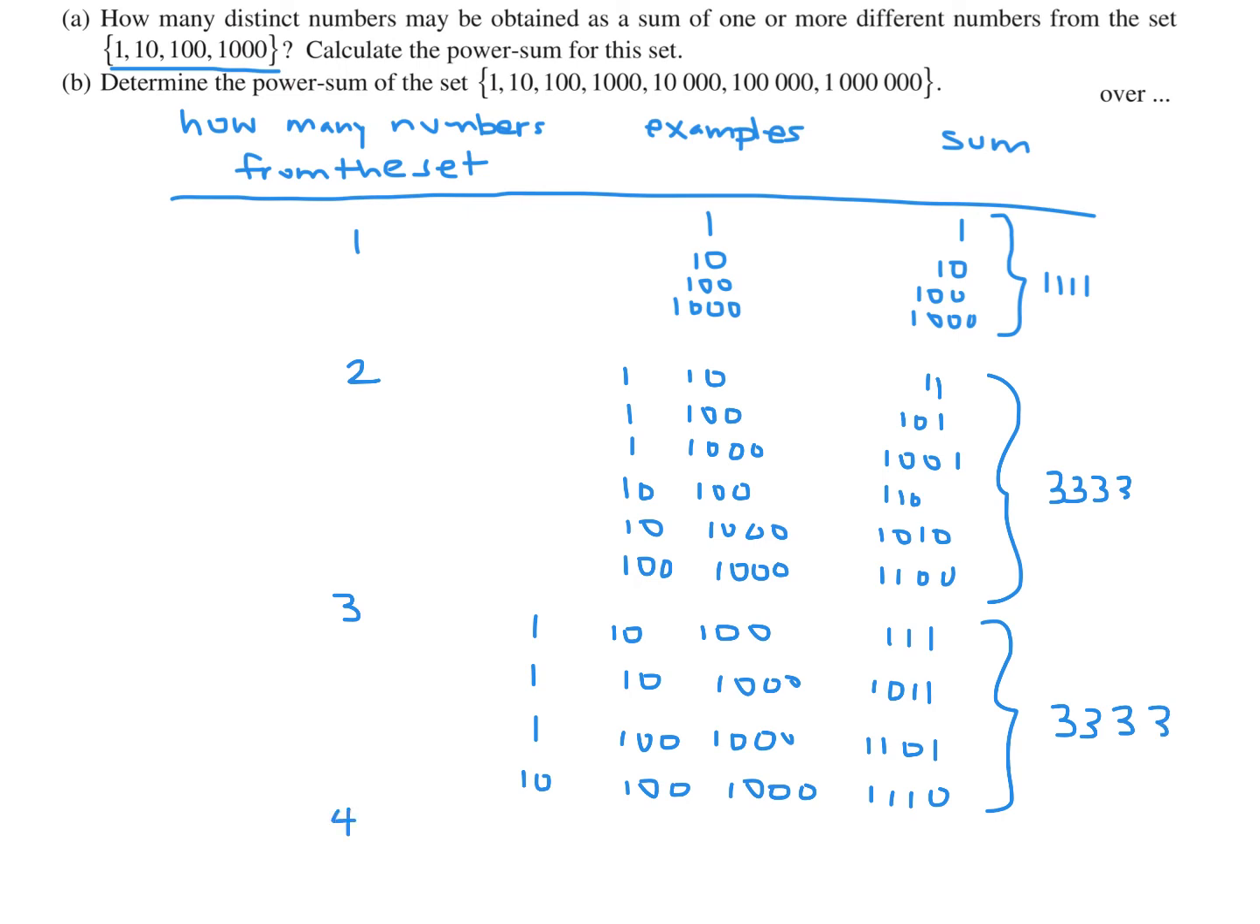And finally, if I choose all 4, then I'm basically just choosing 1, 10, 100, and 1000, and that sum is 1111. So that's how you do it.